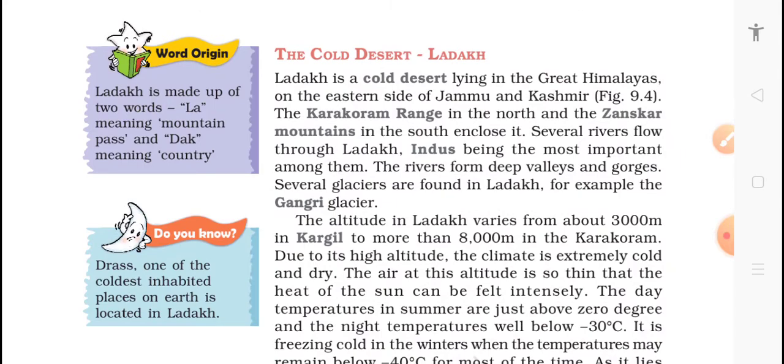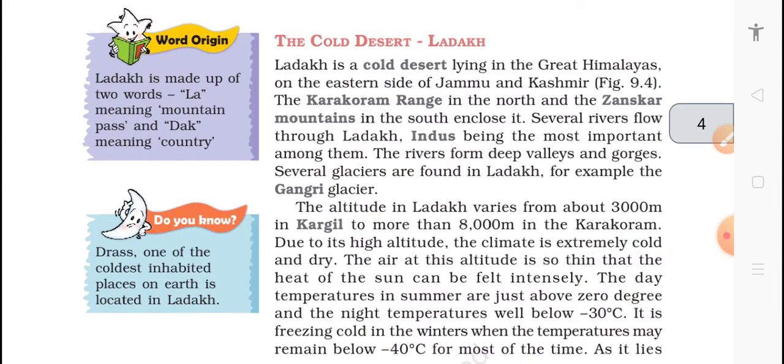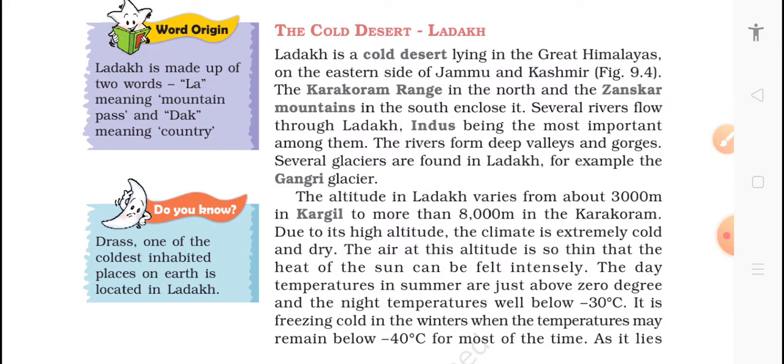So till now we talked about the biggest, largest desert in the world, the Sahara Desert. Now we will talk about our country, India, the cold desert that is known as Ladakh. Ladakh lies in the Great Himalayas on the eastern side of Jammu and Kashmir. The Karakoram Range in the north and the Zanskar Mountains in the south enclose it. Several rivers flow through Ladakh.